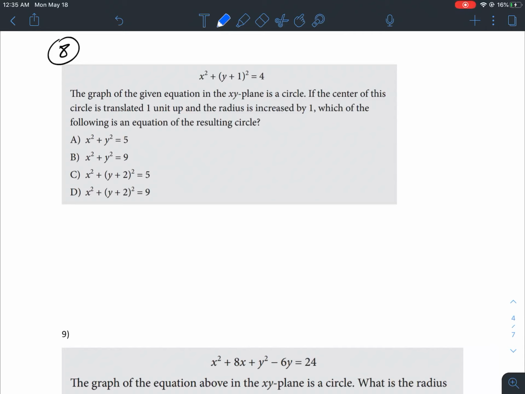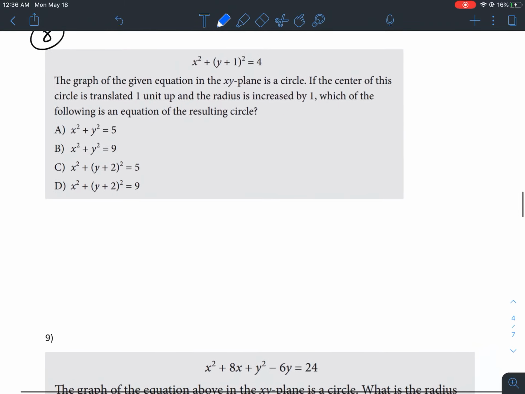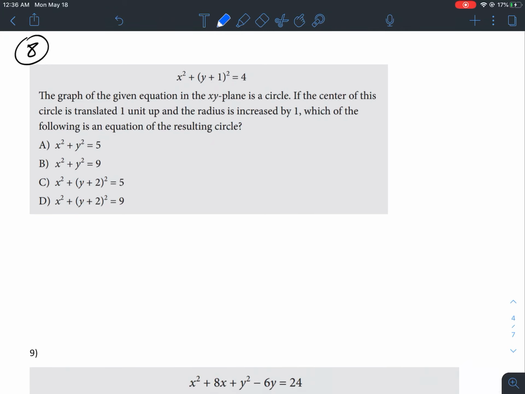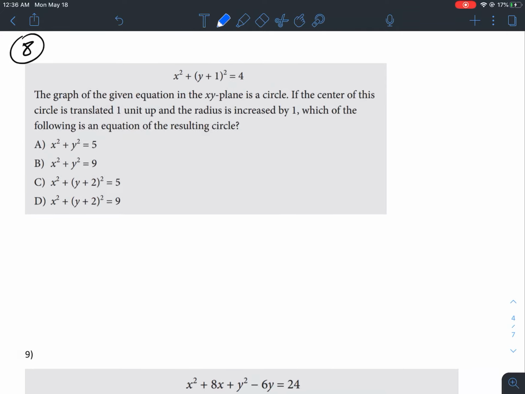I'm now going to go over questions 8 and 9 from the SAT practice. For number 8, this is a circle problem, so kind of go back to circles. It says the graph of the given equation in the xy plane is a circle. If the center of this circle is translated 1 unit up and the radius is increased by 1, which of the following equations is the equation of the resulting circle?